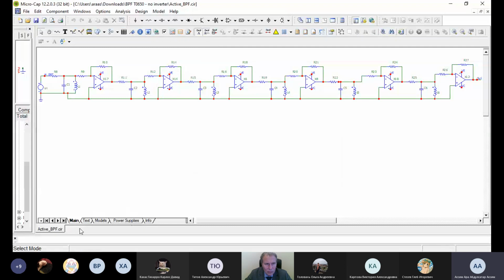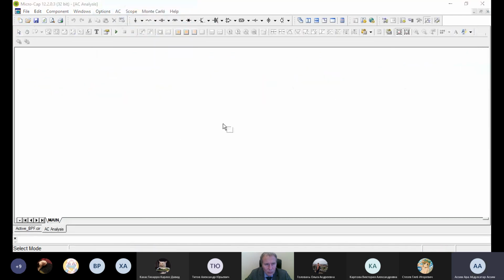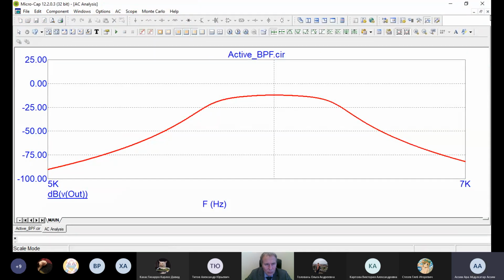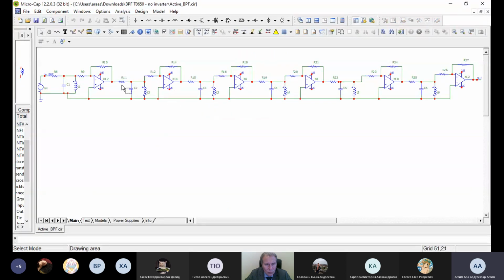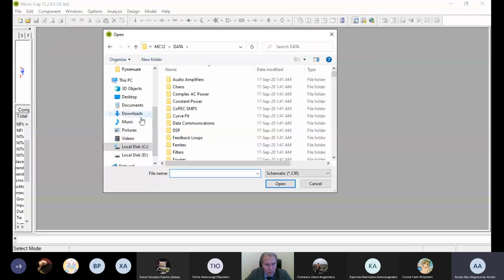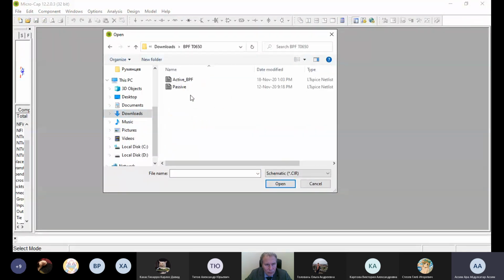So I made two realizations of these circuits. This is the one without the inverter. And as I run the analysis, the results are not correct at all, even though it's the same values. But now I'm going to show you the second circuit that is with the inverters.